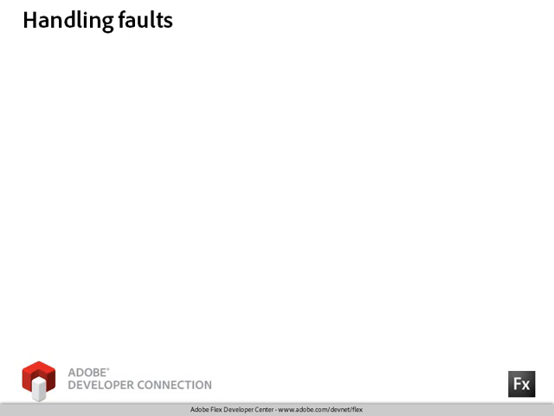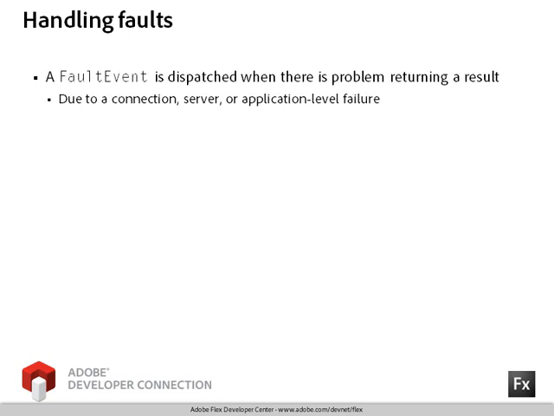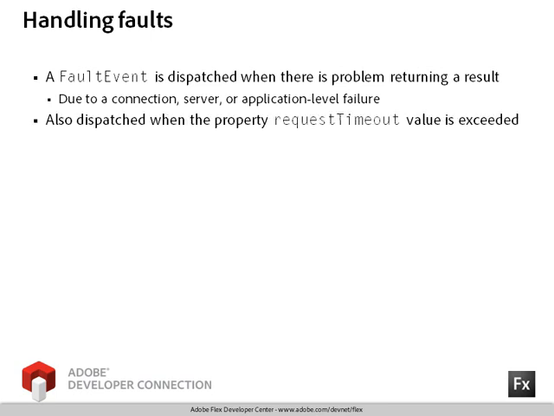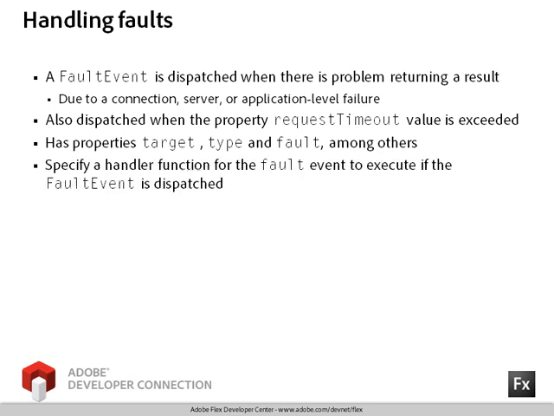Handling faults for the web service component is very similar to handling results. A fault event will dispatch when there are problems retrieving data from a service. A fault event will also dispatch when the request timeout property is exceeded. The fault event also dispatches an event object, so you will have access to properties like target, type, fault, and others. As when handling a result event, you will define an event listener function and pass the event object to it.